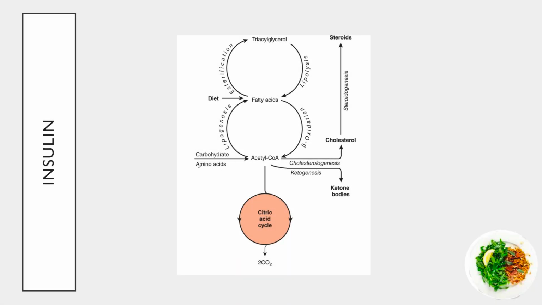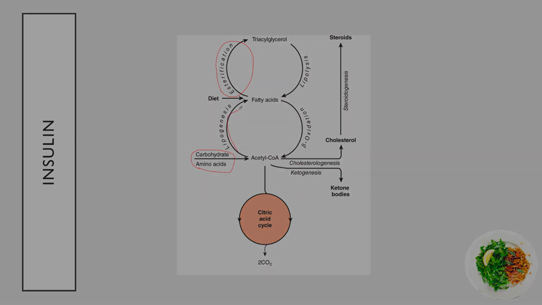So as we've just seen, excess carbohydrates and amino acids, as well as what we'll see are dietary fats, will be stored through esterification in the adipose tissue. So insulin will increase the storage of dietary fatty acids, as well as the synthesis of de novo fatty acids through the process of lipogenesis.